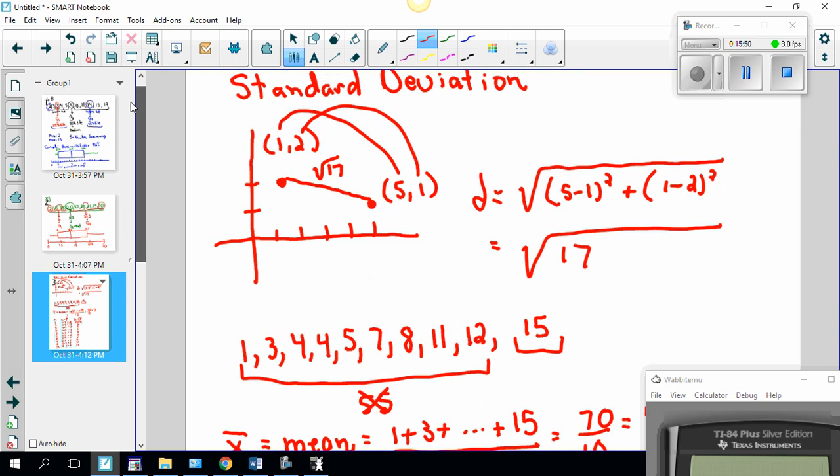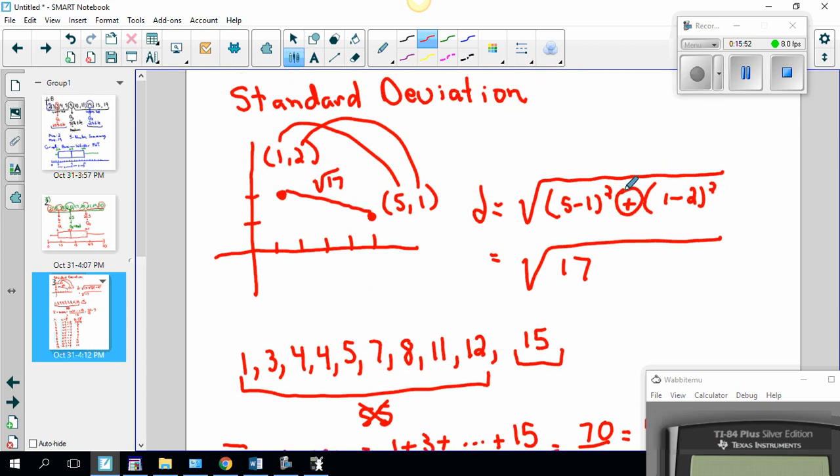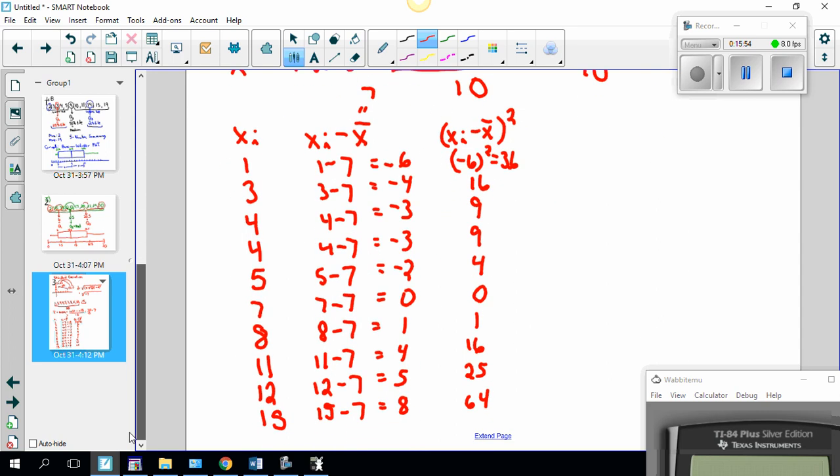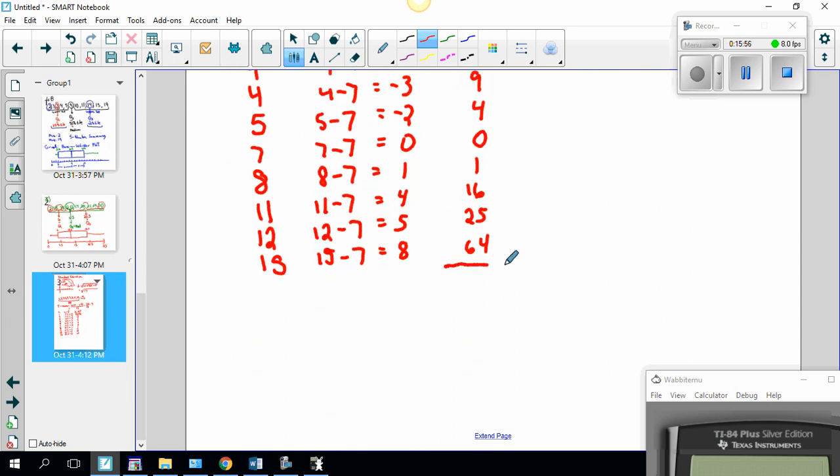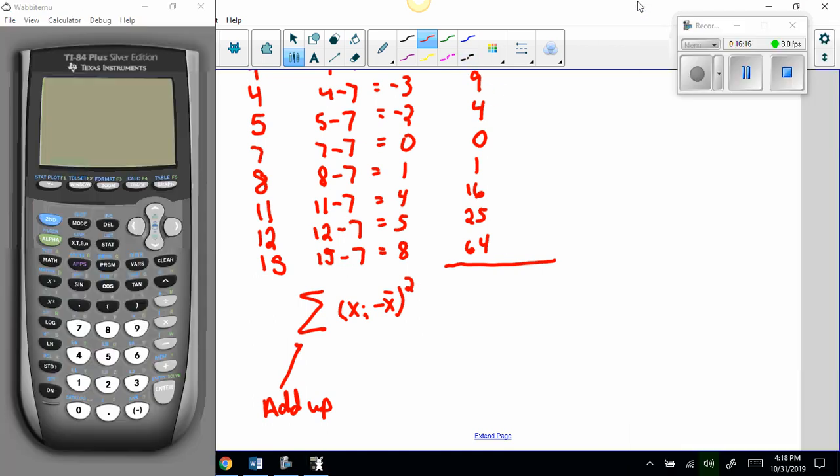And what do we do up here? We added them. But here's the pain. We need to add them up. Now, in math, we say this is the summation, meaning add up the xi minus the x bars squared, which just simply means we add those up.